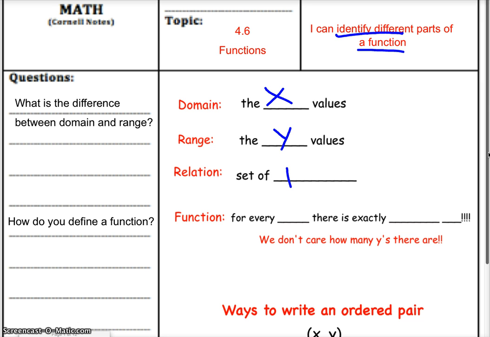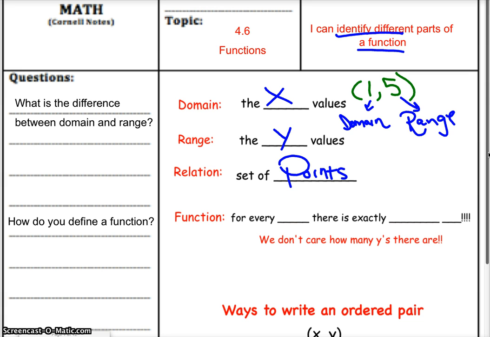A relation is a set of points. Okay, I want to stop and do a visual here. If I give you the point (1, 5), 1 is the domain, and 5 is the range. It's still a point. It's still something that you can put onto a coordinate plane. It's still something you can plug into an equation. It's just a new name now.